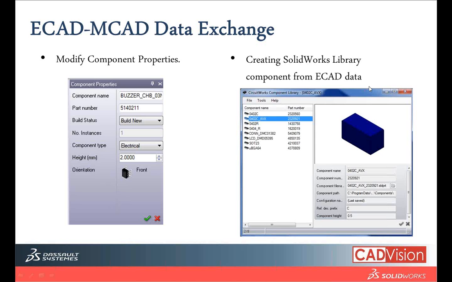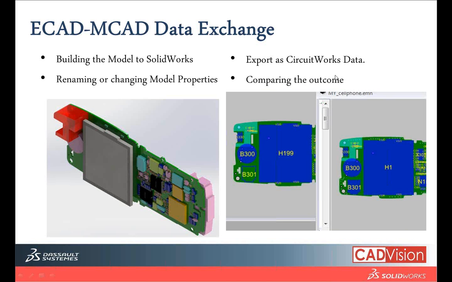It will save as a library feature. We can save all these components into the SolidWorks library of electronics components. And in the SolidWorks interface, we can also change the properties of the components. So when you are done in SolidWorks, simply click on the command for building the models to SolidWorks, and it will build up the components.